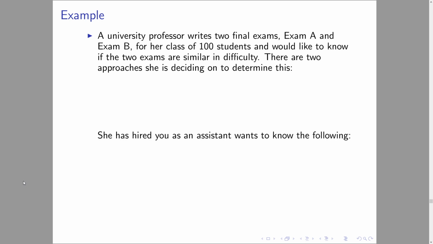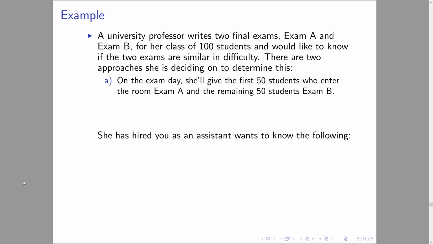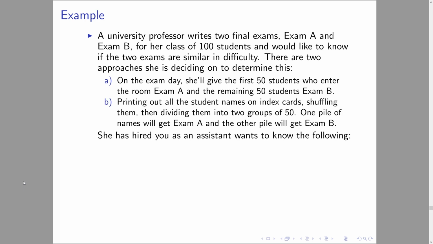A university professor writes 2 final exams, Exam A and Exam B, for her class of 100 students, and would like to know if the 2 exams are similar in difficulty. There are 2 approaches she's deciding on to determine this. The first approach is, on the exam day, she'll give the first 50 students who enter the room Exam A and the remaining 50 students Exam B. And the second approach is printing out all the student names on index cards, shuffling them, then dividing them into 2 equal groups of 50. One pile of names will get Exam A and the other pile will get Exam B.